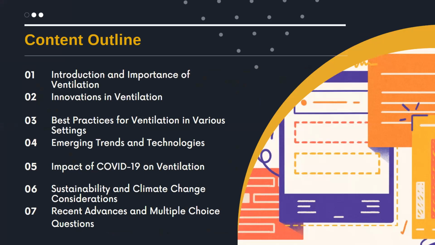Content outline: Number 1, introduction and importance of ventilation. Number 2, innovations in ventilation. Number 3, best practices for ventilation in various settings. Number 4, emerging trends and technologies. Number 5, impact of COVID-19 on ventilation. Number 6, sustainability and climate change considerations, and recent advances and multiple choice questions.